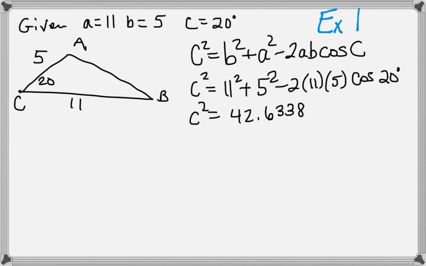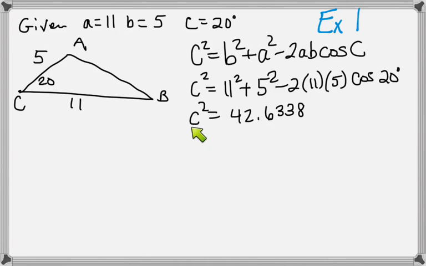Next step, I literally typed into my calculator. Now I'm using an 84, so if you have an older calculator where you can't see what you're typing, then this might not work so much. But I typed in 11 squared plus 5 squared minus 2 times 11 times 5. Literally, it looked like what I wrote on the screen here. I'm going to hit enter, and it gives me 42.6338, and it keeps going. Now be careful, that's not C.